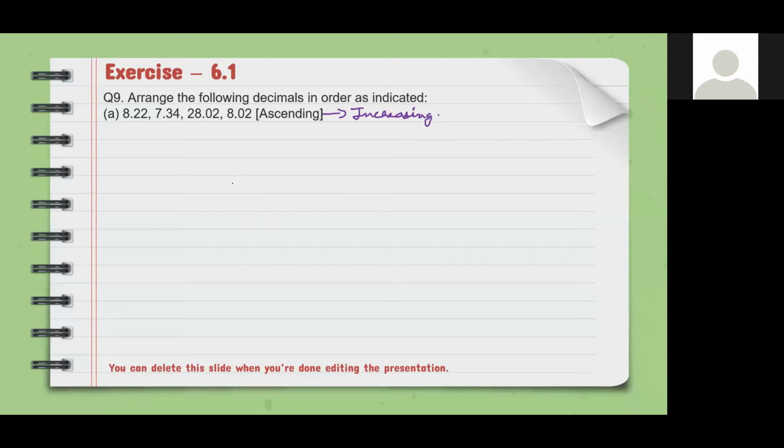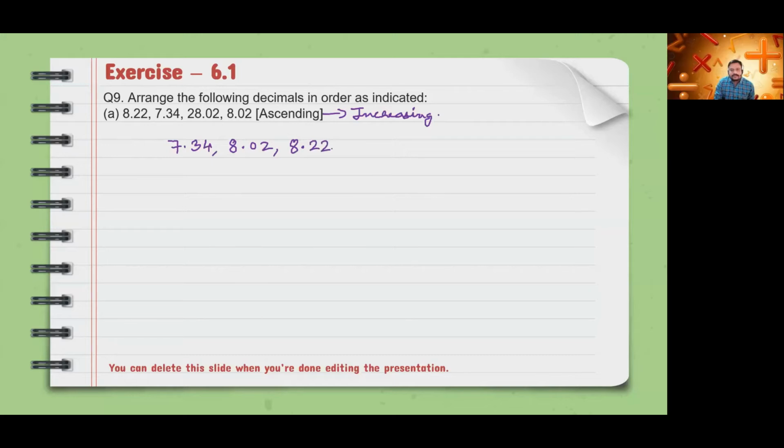First number is 7.30. Second, 8.02. Okay, correct. Next, 8.22. Okay. Then 28.02. Okay, it's correct, but how have you done it? First tell me.